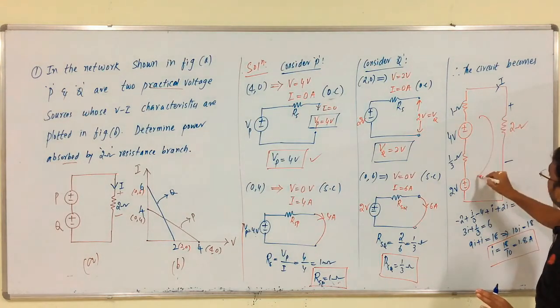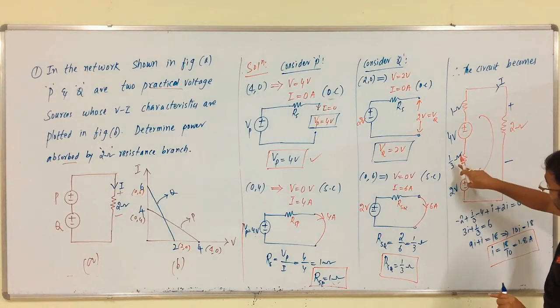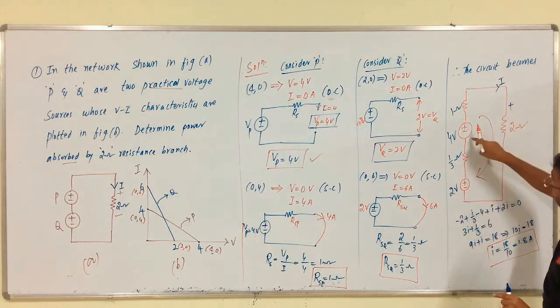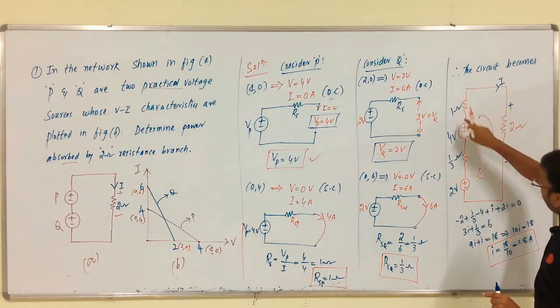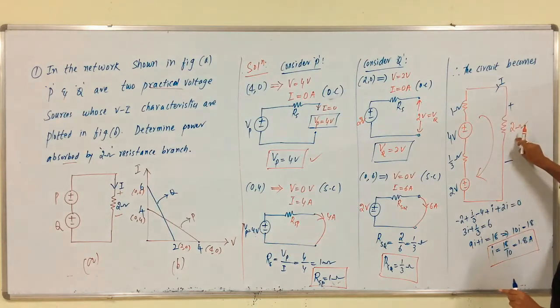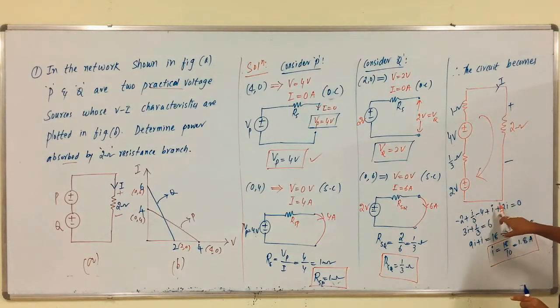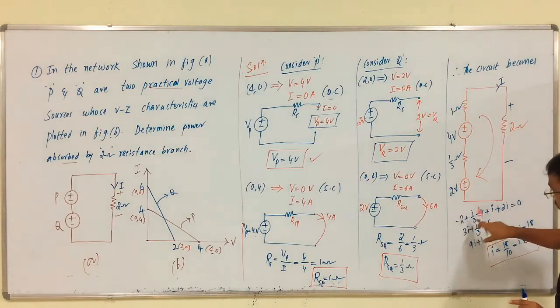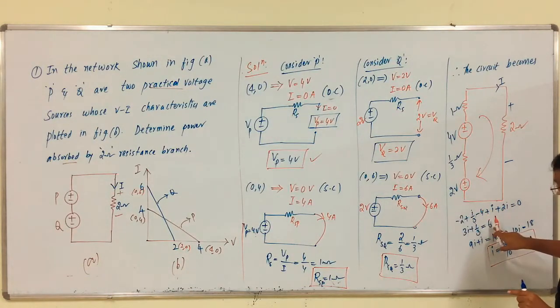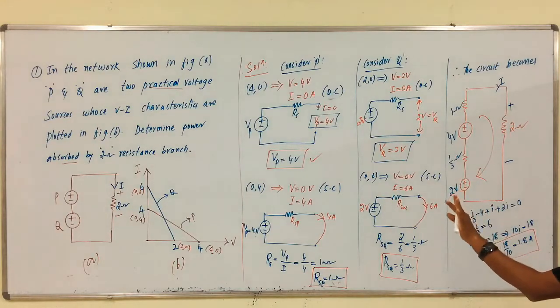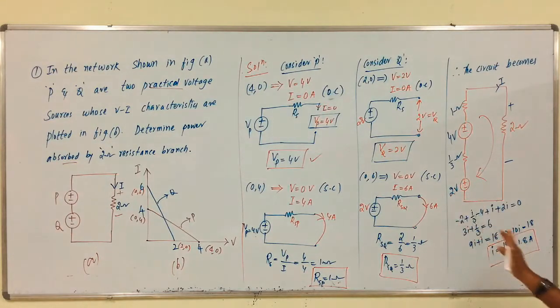Simple, apply KVL. Okay. Minus 2 plus I into 1 by 3 minus 4 plus I into 1 plus 2 into I. So, from this 3I plus I by 3 minus 2 minus 6 is equal to plus 6. So, 9I plus I is equal to 18. From this I is equal to 1.8 amps. So, what is required, that is power absorbed by the 2 ohm branch.